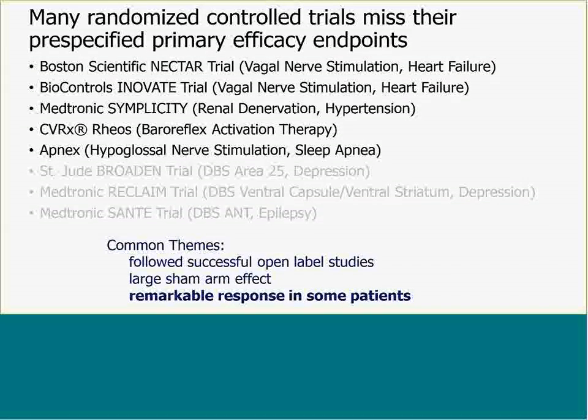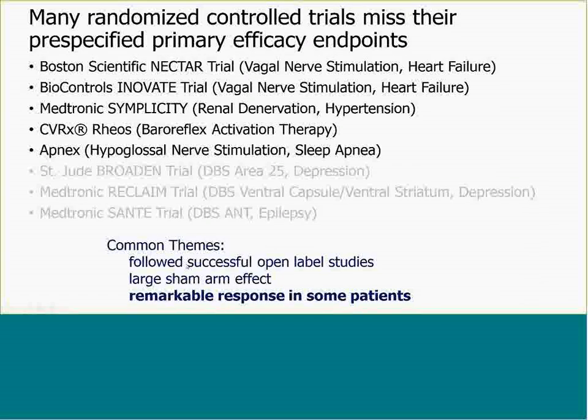So studies where either the patient or the provider knew who was getting the treatment and who wasn't, and it appeared that the thing had worked. But when it was repeated in a randomized controlled fashion, they saw a large sham arm effect, which means that in patients who, for example, were implanted with an inactive device, they benefited as well before the device was even turned on. Even controlling for that, in these studies, there was often a remarkable response in some of the patients.